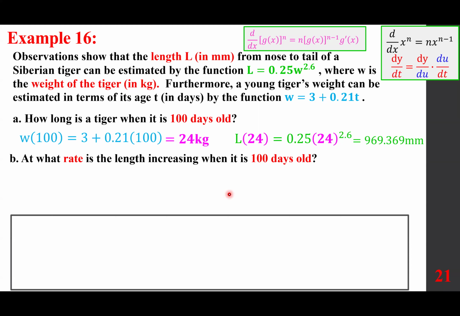Now, rate, 1 point in time, that means differentiation of the length with respect to time, so we want dL/dt. In Leibniz's notation, dy/dt is dy/du times du/dt. So what happens here is that from y to t, the intermediate variable is u, and here from L to t, the intermediate variable is W, so dL/dW times dW/dt.